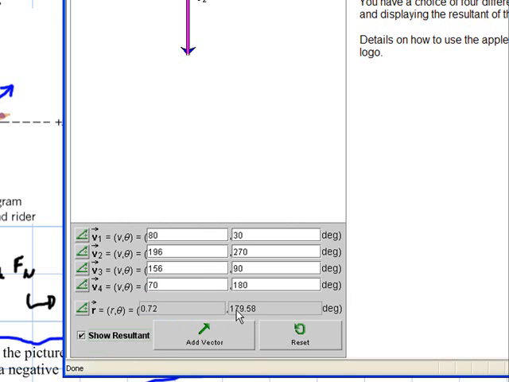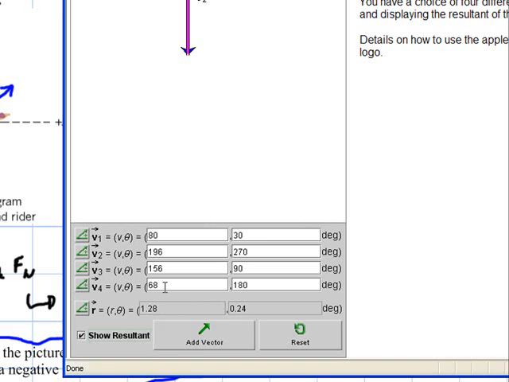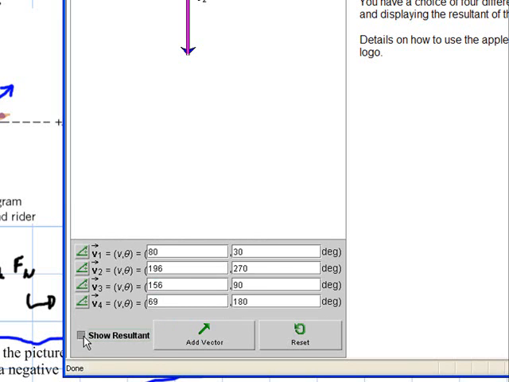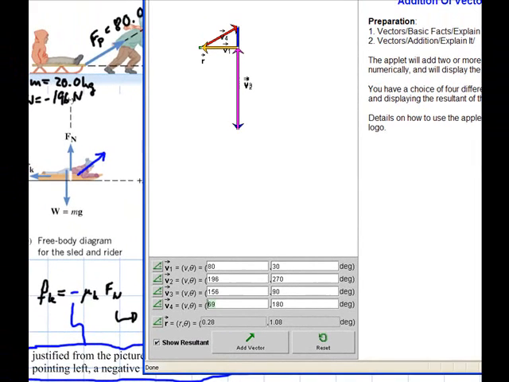Okay, that points in the opposite direction, so a little bit too much, so I'm going to try 69. Let's see what we get. Point 28 here. 1.28. So 69 is probably the closest one that I can get. And you can see that I have virtually 0 newtons here for the resultant. And with this kind of trial and error here, I came up with 69 newtons for the frictional force.